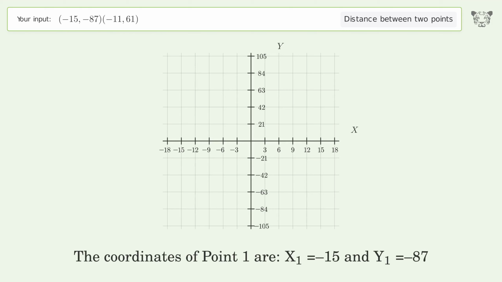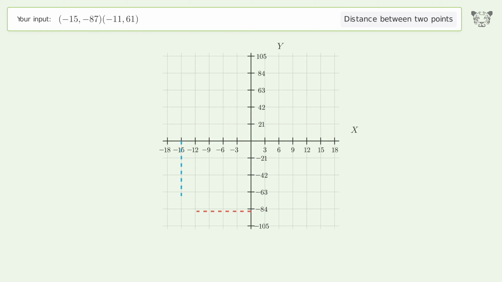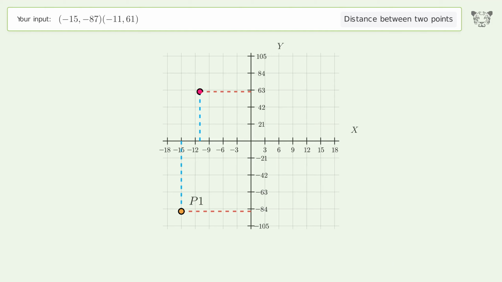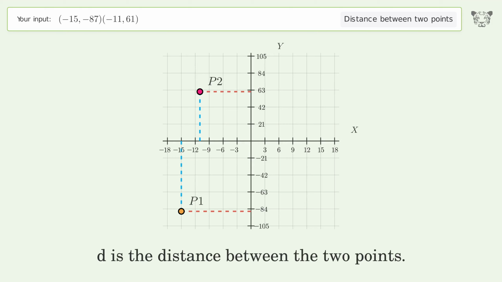The coordinates of point 1 are, x1 equals -15 and y1 equals -87. The coordinates of point 2 are, x2 equals -11 and y2 equals 61. D is the distance between the 2 points.